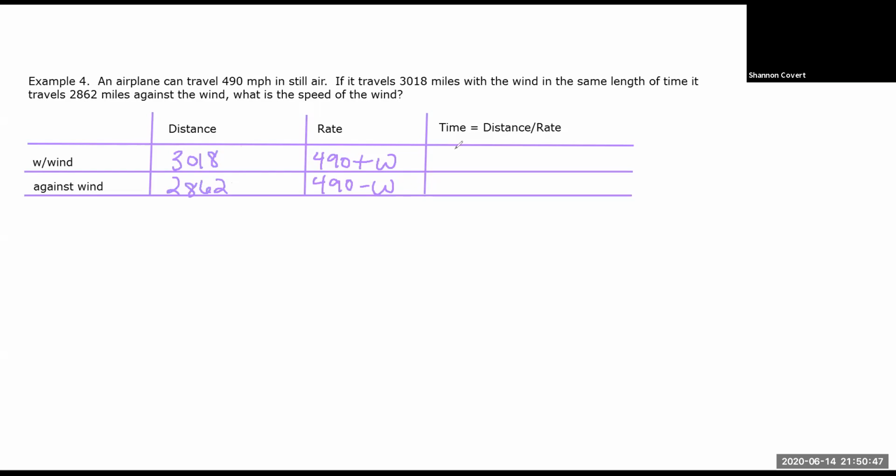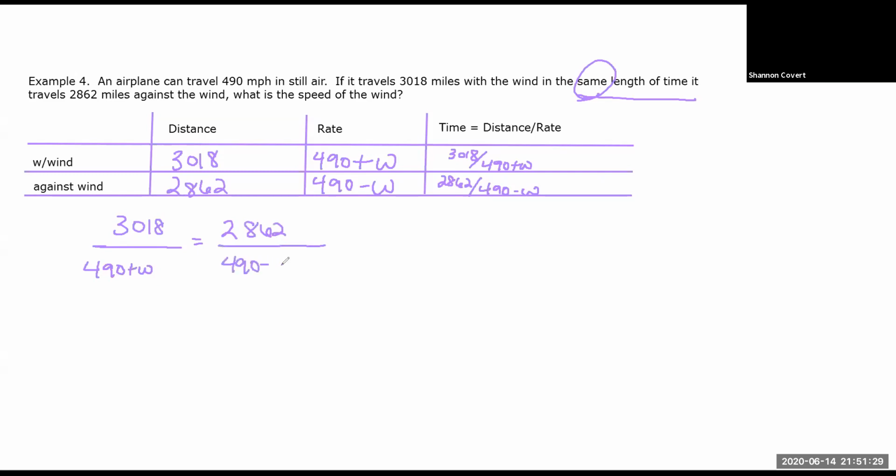For my time, I'm going to put in here distance, so 3,018 divided by rate, which is 490 plus W. For against the wind, it's distance, which is 2,862 over the rate, which is 490 minus the wind. And it says the length of time is the same. So I'm going to take these two representations of time and set them equal to each other. 3,018 over 490 plus W equals 2,862 over 490 minus W.